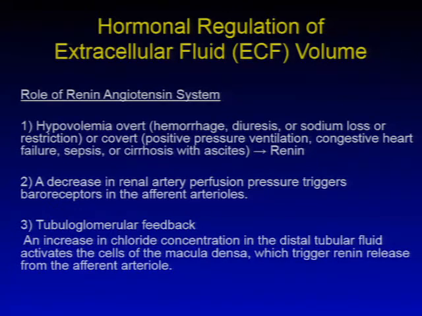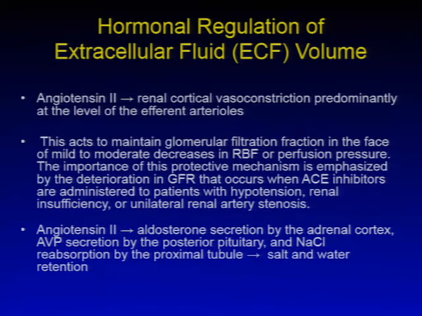Role of the renin-angiotensin system: whenever there is overt hypovolemia due to hemorrhage, diuresis, sodium loss, or restriction, or covert hypovolemia like positive pressure ventilation, congestive cardiac failure, sepsis, or cirrhosis, renin production is stimulated. There is also a decrease in renal artery perfusion pressure, which triggers baroreceptors in the afferent arterioles. Tubuloglomerular feedback also plays an important role, whereby an increase in chloride concentration in the distal tubular fluid activates the cells of the macula densa, which triggers the release of renin from the afferent arteriole.